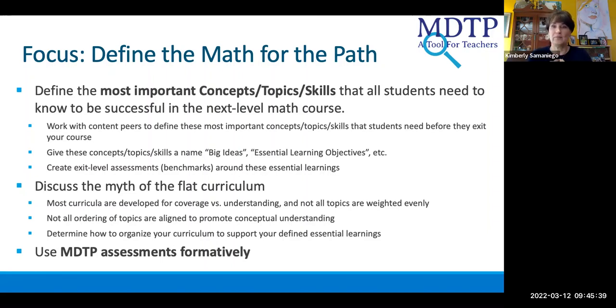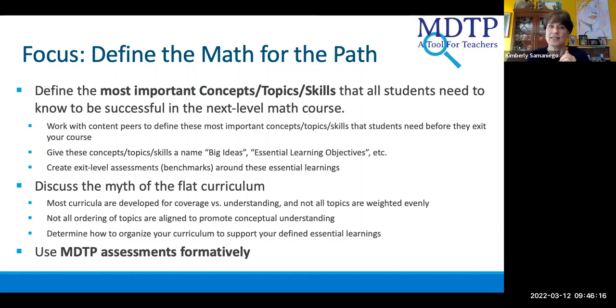So working with your content peers, identifying those most important concepts, topics, and skills, and then give them a name. When I did this in the past, we called them the Big 10 in my school district, but they could be big ideas, go along with the framework. I hear a lot of essential learning objectives. So these are giving them a name, clumping those big ideas, right? We also created exit level benchmarks or our one problem assessment that's going to be checking in on how we're doing. Once we've defined them, we create those exit level, and then you can build your curriculum around those essential learnings.